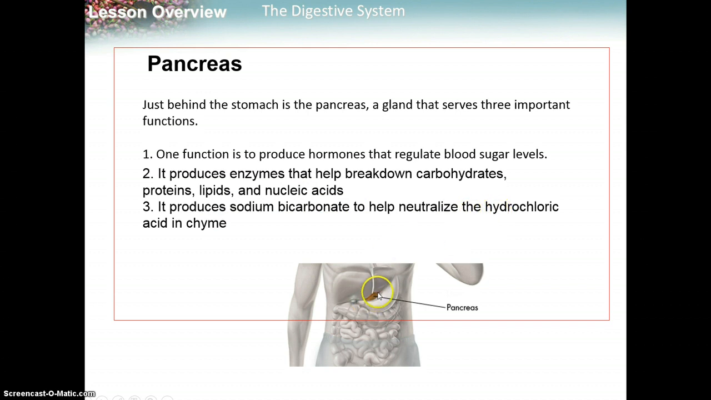The pancreas is tucked away behind your stomach here, if you wanted to know where your pancreas is. But it's good to know what the pancreas does for the test.